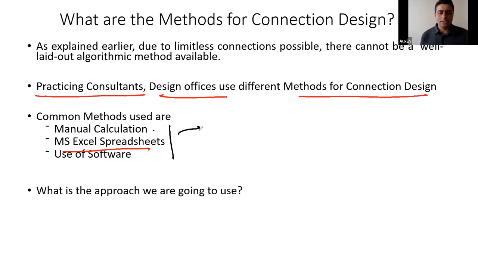Also, one more problem is that some people go by the IS 800 code. Some people use some AISC documents. Some people go for the Eurocode for design. So this variation is also possible. Salman is saying for complex connections, software is better.